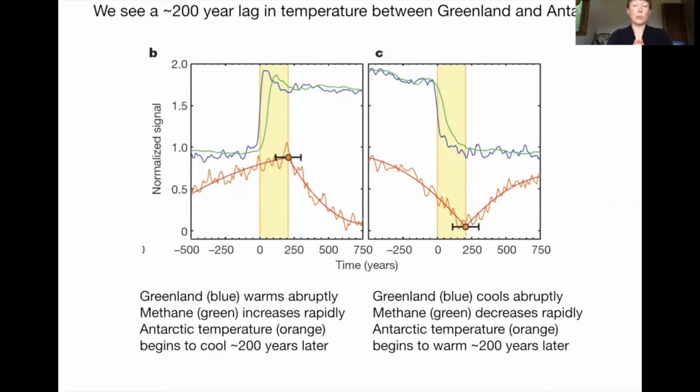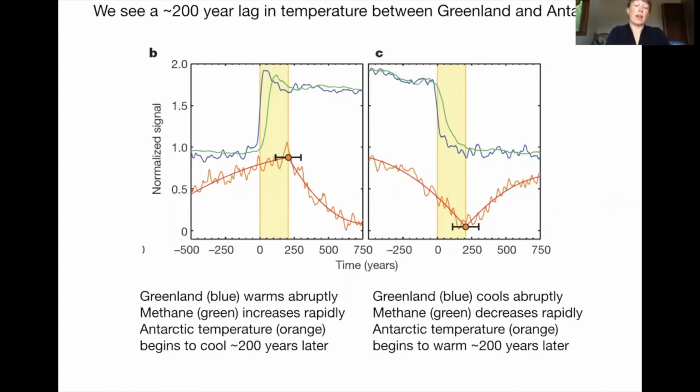And we see that when Greenland temperature goes up, so we're looking at panel B here on the left, Greenland goes up, it's followed just by a little lag by methane going up, then they stay high for a while. It takes Antarctic temperature some amount of time after that to increase, hit its peak, and then it starts to decrease. So Greenland warms up and stays warm. Antarctica warms up a little later and then it starts to cool.